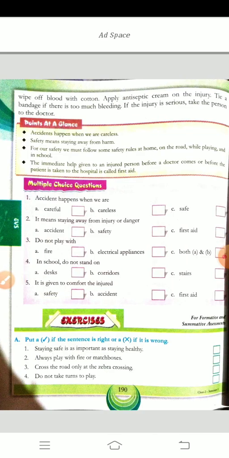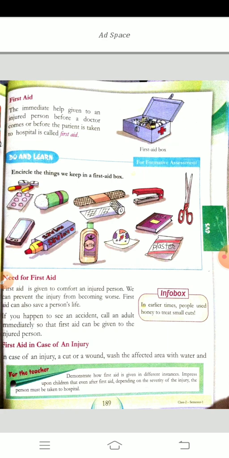And next, who needs first aid? Those who get an accident. So we have to take care of them. If you happen to see an accident, call an adult immediately. If your brother or sister gets hurt and you can't take care of them, you can call your elders, your parents, or any adults in your home.